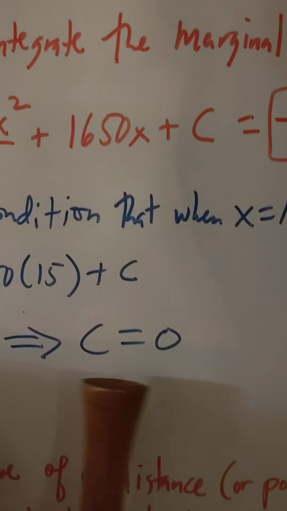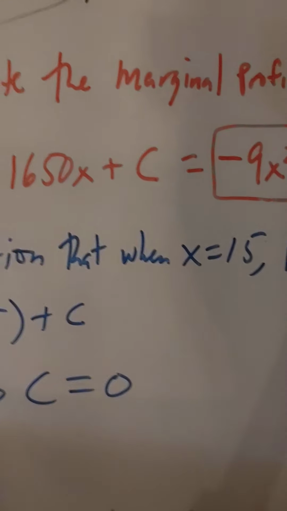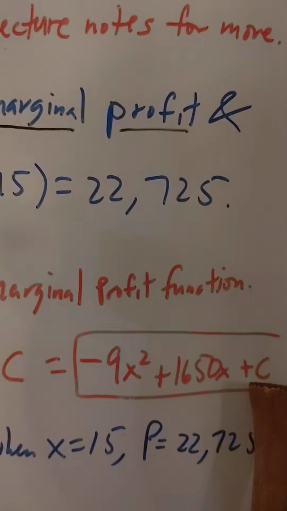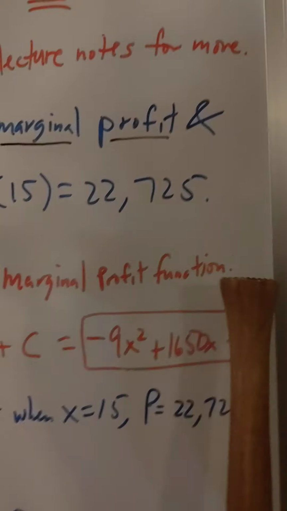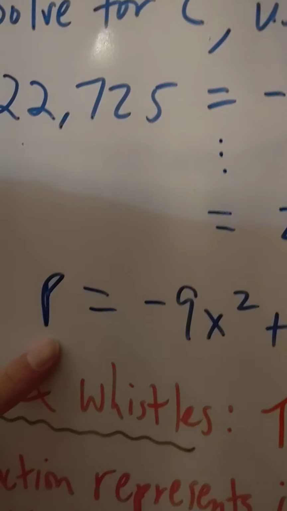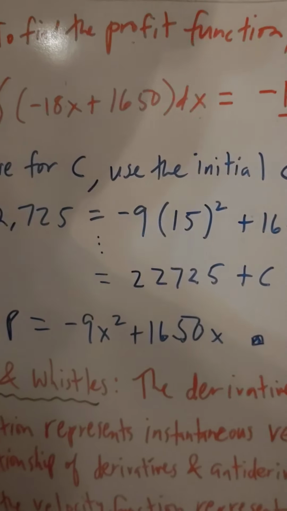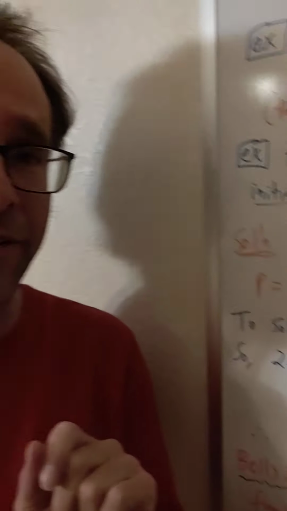c can be anything, you know, but in this case, it turns out c is 0. So for this c in my profit function, replace it with 0, which means you can just ignore it. So there's my final answer for the profit: negative 9x squared plus 1,650x. Okay, so I think that about covers it.